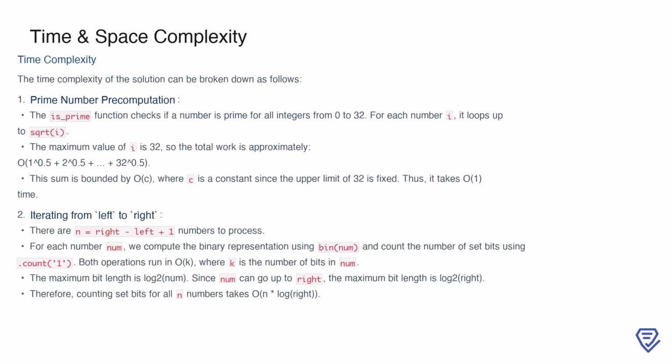Next, we process all numbers in the range from left to right, denoted as n. For each number, we compute its binary representation, which has a bit length proportional to log 2 of the number. Counting the number of set bits in this representation also runs in O(k), where k is the bit length. Since the maximum bit length is determined by the largest number in the range, which is right, this gives us a time complexity of O(n * log right) for this iteration step.